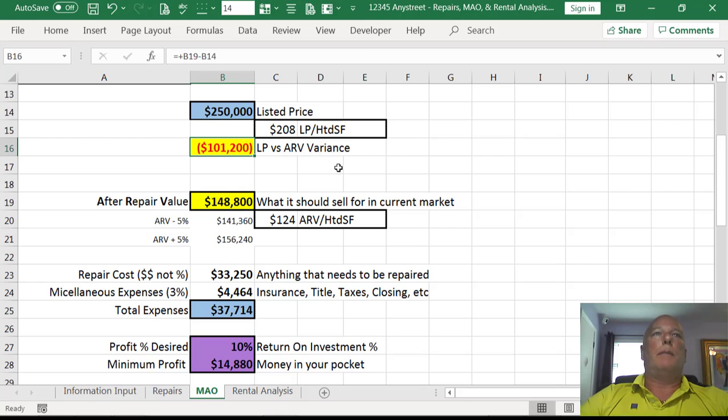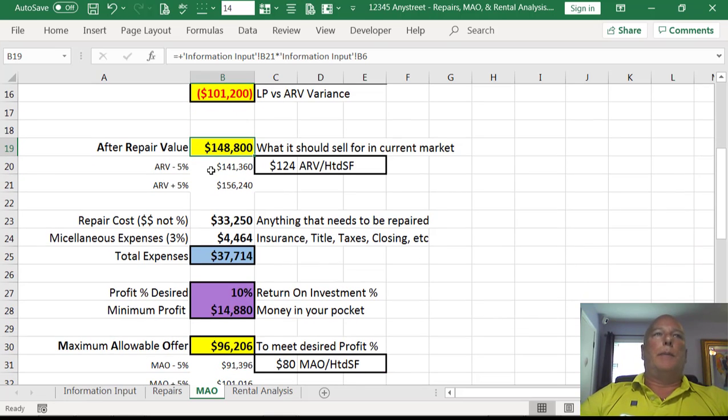So this one with a red number there, horrible. Don't even want to try and touch this one, only because that's already $100,000 overpriced for what its actual after repair value is. So I put the plus and minus 5%, just depending on buyer market, seller market. It gives you a range of where you might want to be. If you said, Doug, I want to buy this for 180, well, my after repair value is only 156 max, so you might not want to do that, but that's your choice. You're the investor or the buyer.